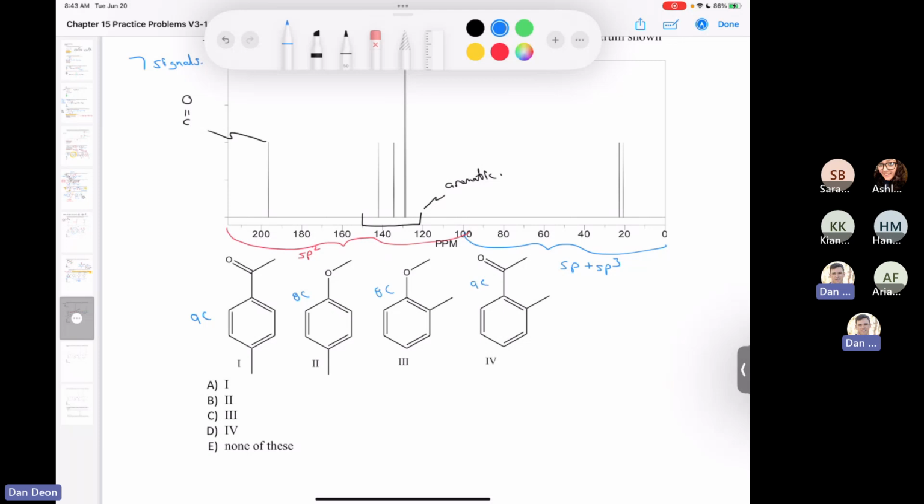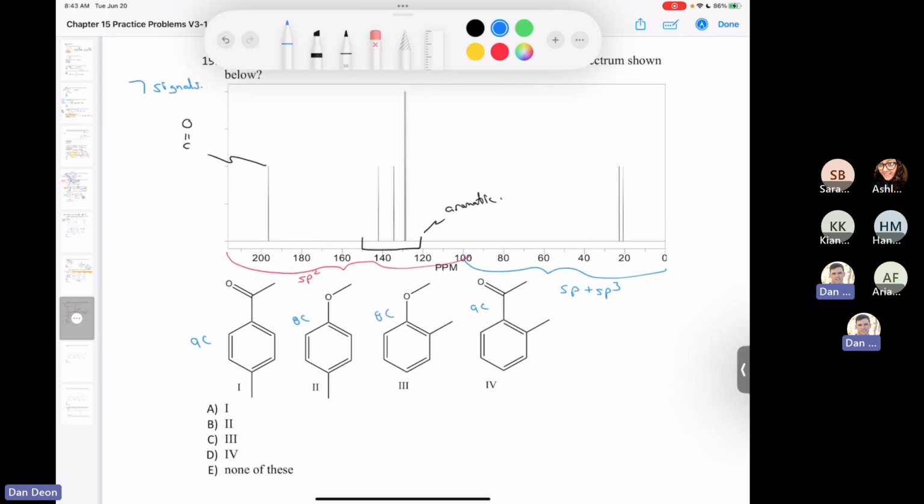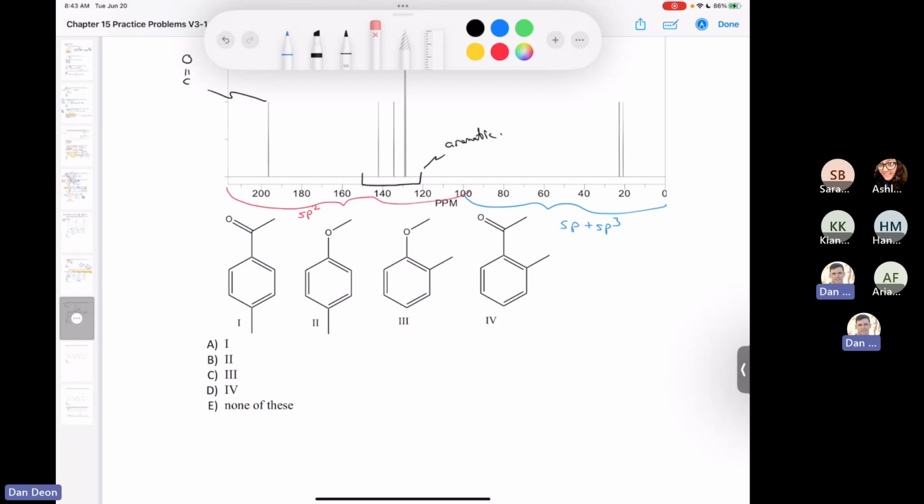Okay, so now let's figure out how many signals we would see in each one of these. So let's just erase all that and we'll figure out the number of signals. So if I look at the first one, you can see that there is a plane of symmetry here, right? Because you have free rotation around this carbon-carbon bond right here. And so how many signals would we see for this guy?